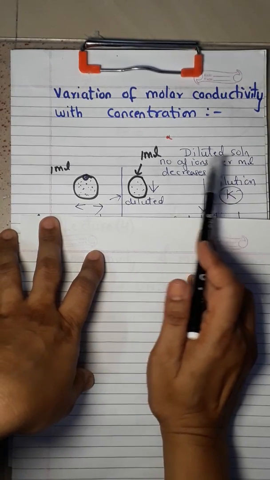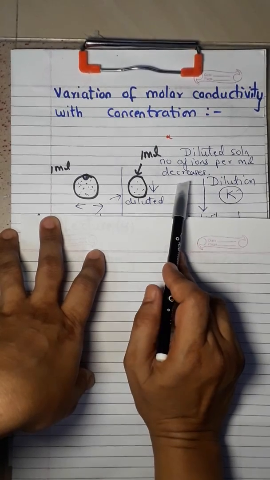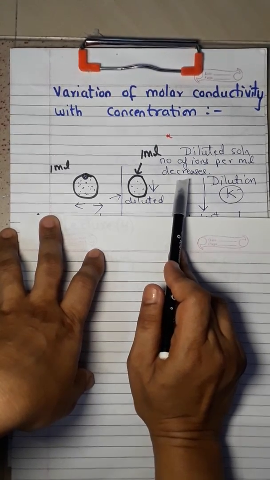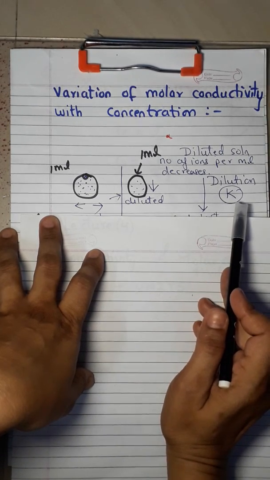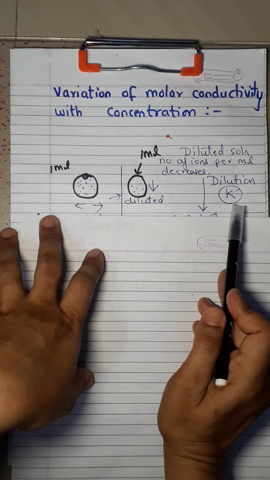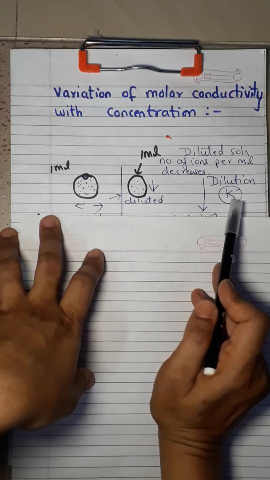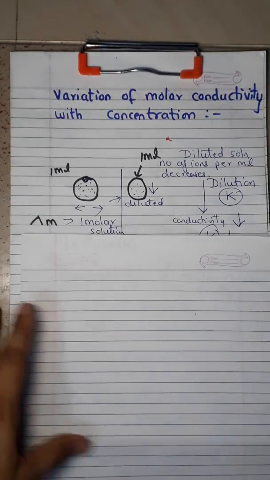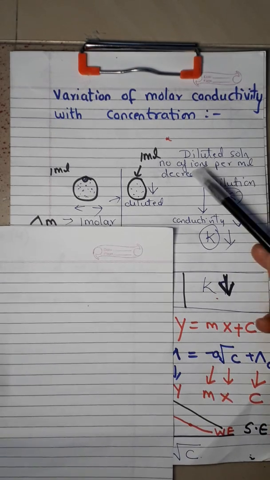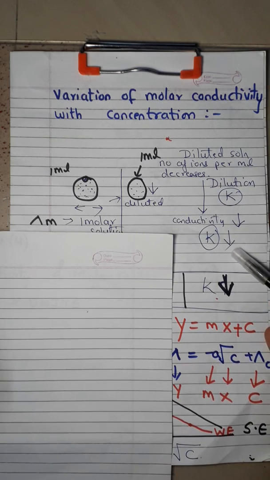In the diluted solution, the number of ions per ml decreases. Now if the number of ions decreases, definitely the K value will also decrease, because conductivity means conductance of 1 ml solution, and if in 1 ml the number of ions is less, definitely K will also reduce. So what do we conclude? We conclude that on dilution, the conductivity value decreases.